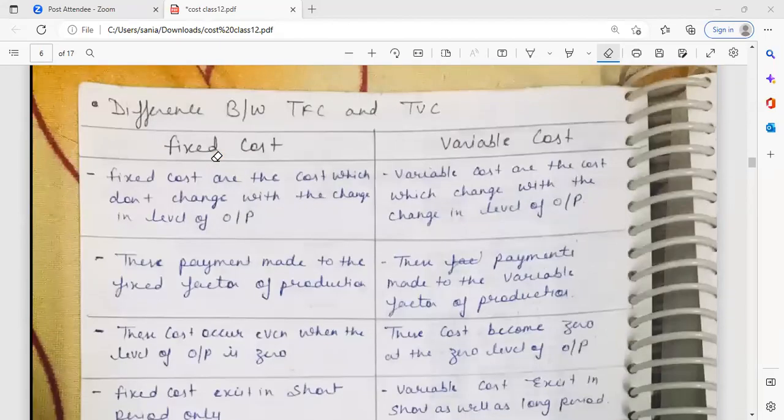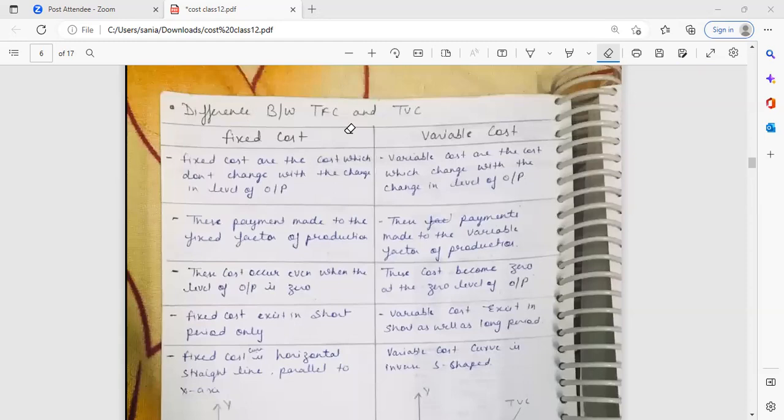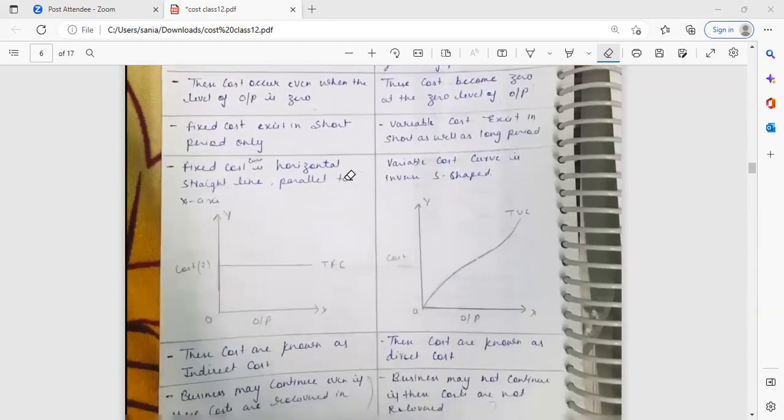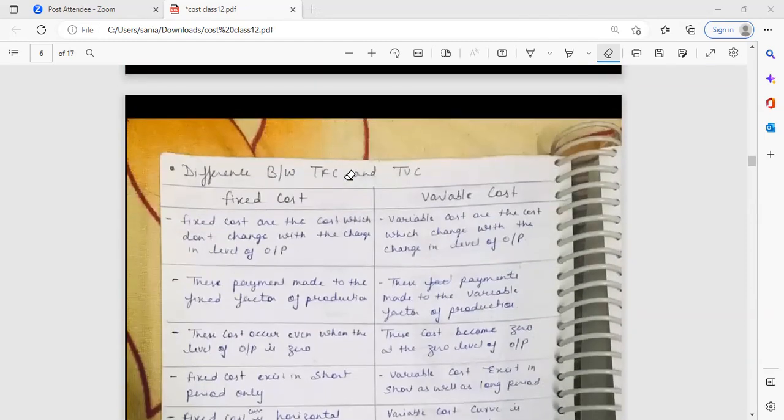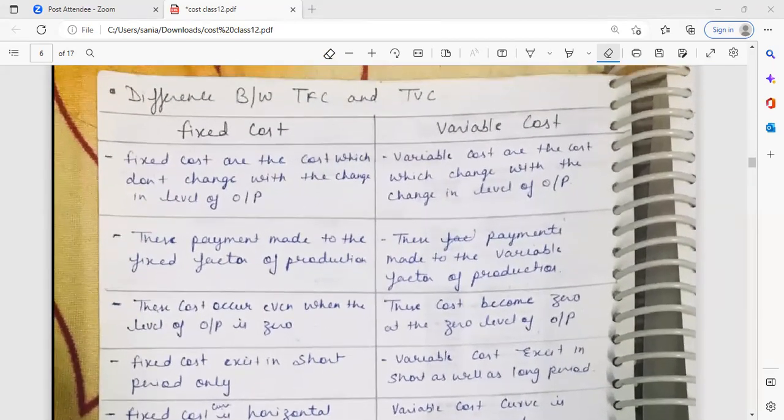Now, after this, we have the difference between fixed cost and variable cost. I'm just explaining to you. This will be your homework. Clear? I'll ask you to take a screenshot and do it at home, because tomorrow is off for you, like no class tomorrow, right? So, fixed cost and variable cost.